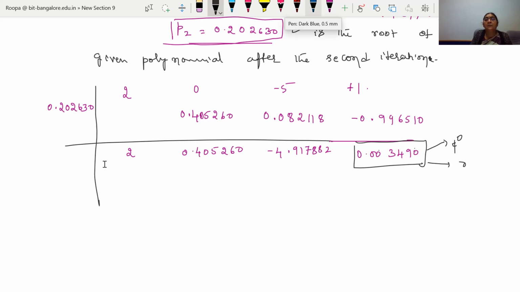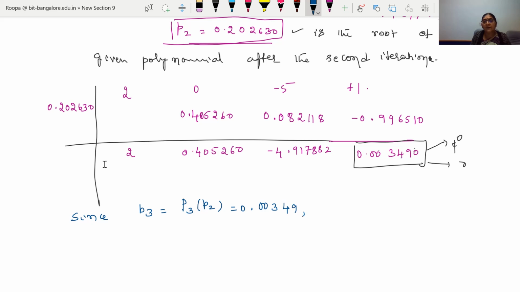Next, we are going to write the next step. Since B3 is nothing but P3 of P2, after the second iteration, how much error do we get? In B3, whatever value we get, that much error you still have. Suppose we get B3 as 0, then we say that the root you have is exactly the exact root of the given polynomial.